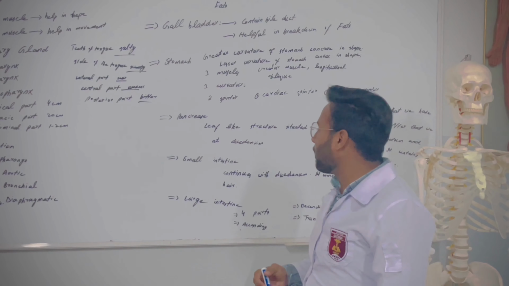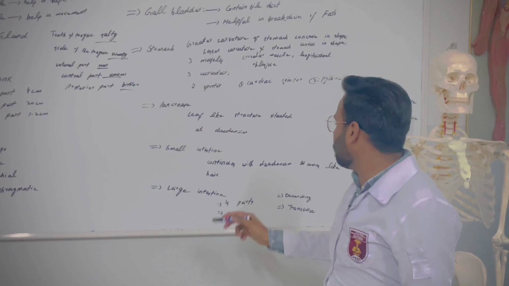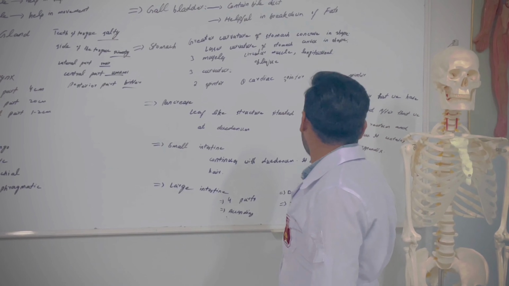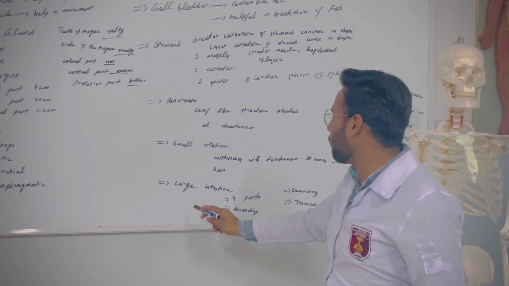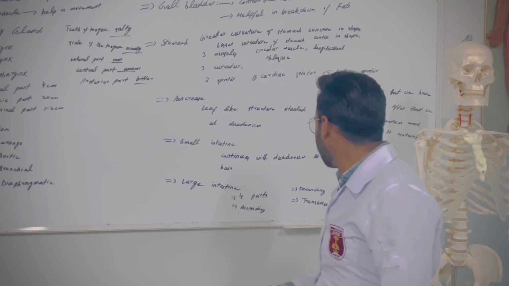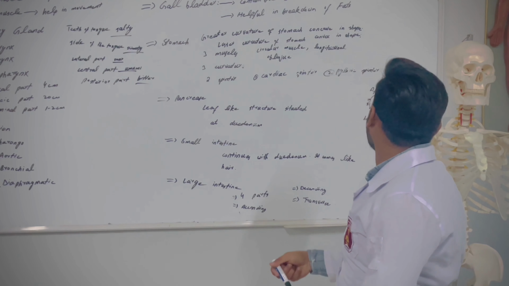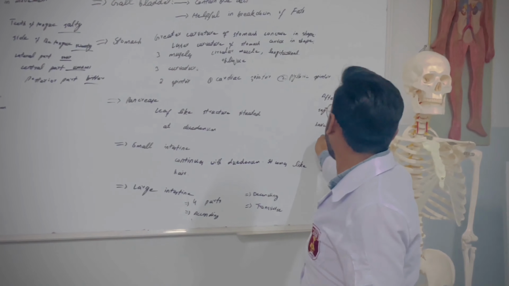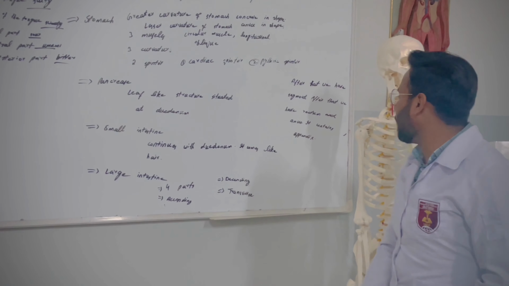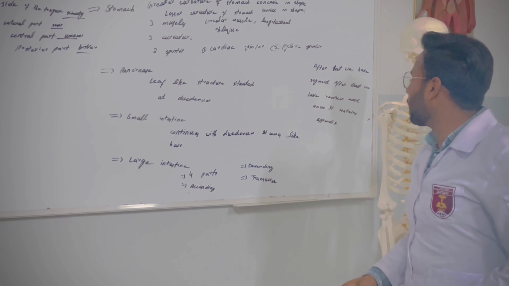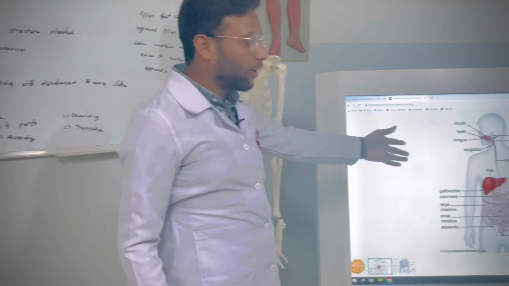Then we talk about small intestine. It begins with duodenum. Then we talk about large intestine. It has 4 parts: ascending colon, transverse colon, descending colon. After that we have sigmoid. After that we have rectum and anus. It contains appendix. Explained on diagrams.